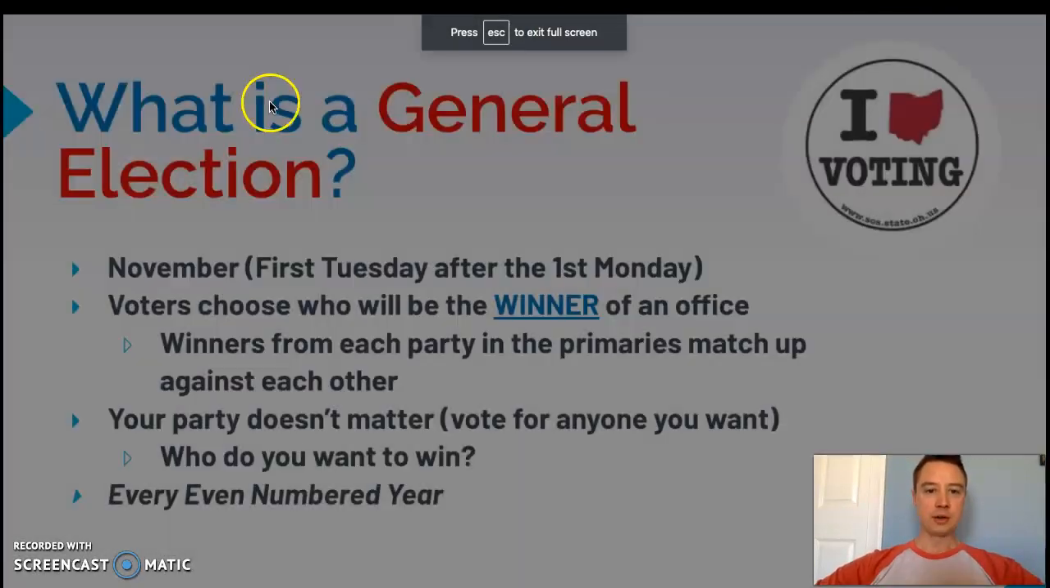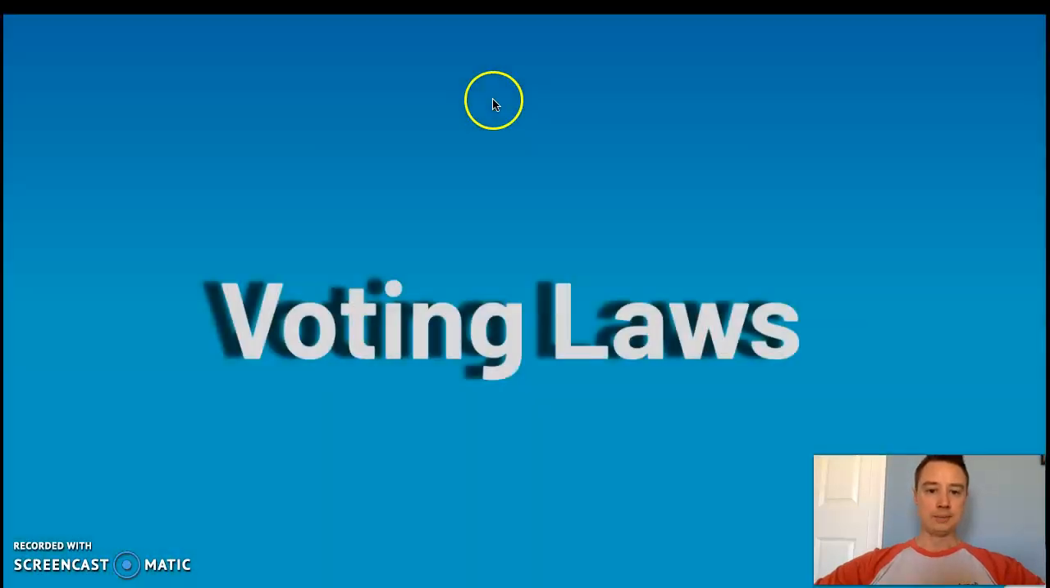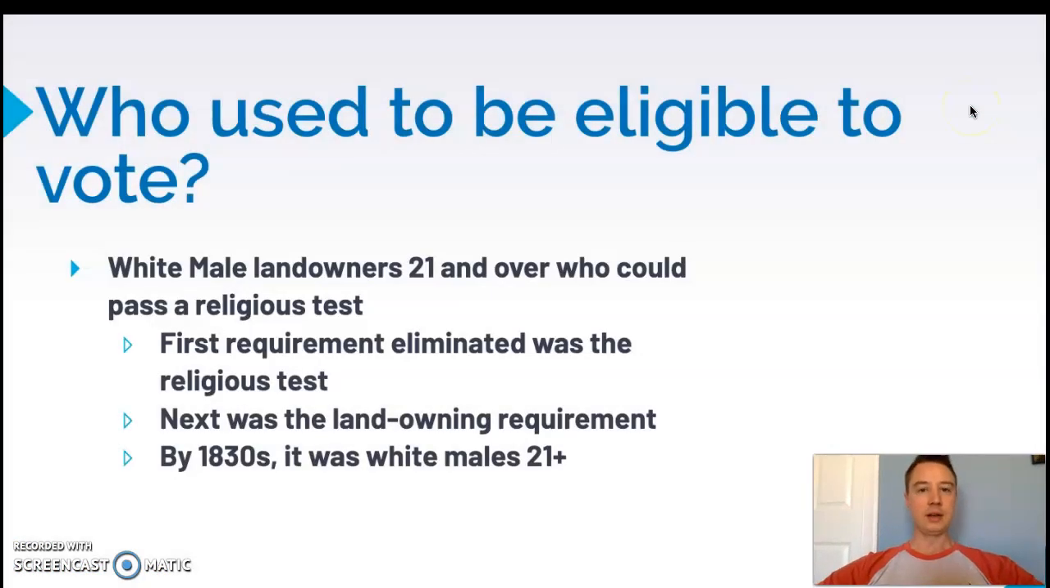Now we've obviously covered general elections where you're choosing winners. So let's take a little bit of a look at eligibility to vote, constitutional requirements about who can vote and how those have changed. Originally, when the Constitution was drafted, you see white male landowners who are 21 and older who are eligible to vote. The religious tests were an early requirement, and that goes away first. And then the next thing to go away is the landowning requirement. So by the 1830s, you're looking at white males 21 and older who are eligible to vote.